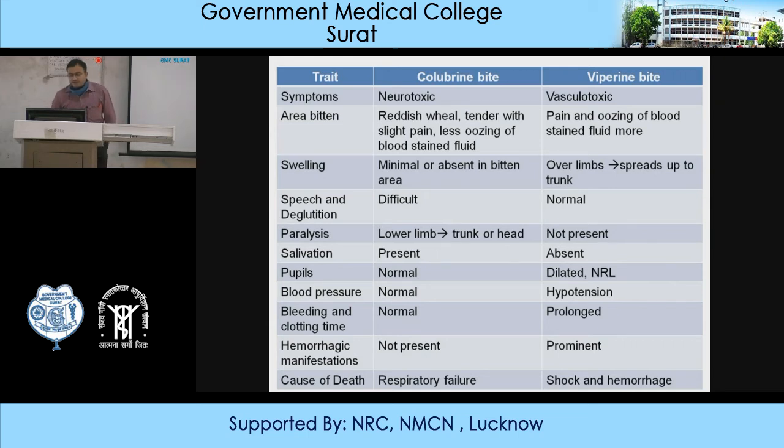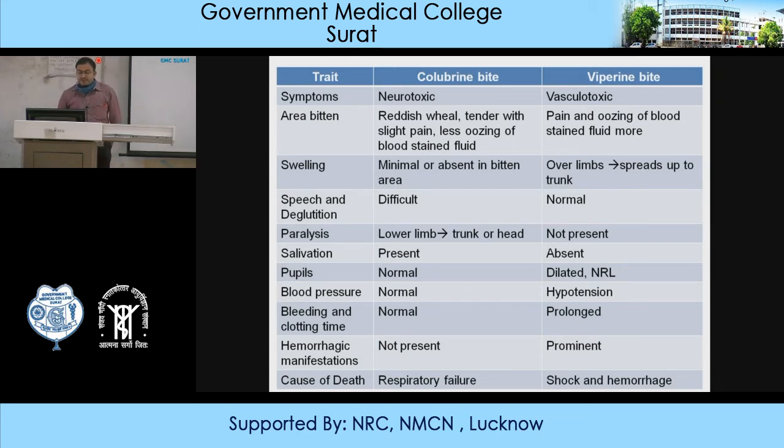Colubrine bite, not colubrine, it is Elapid bite and viperine bite. Symptoms: neurotoxic in Elapid bite, vasculotoxic in viperine bite. The area bitten is reddish with a wheal, tender with slight pain and less oozing of blood-stained fluid. In vasculotoxic bites, pain and oozing of blood-stained fluid are continuous. Swelling is minimal or absent in the bitten area in Elapid bite, while in viperine bite it spreads over the limb up to the trunk.